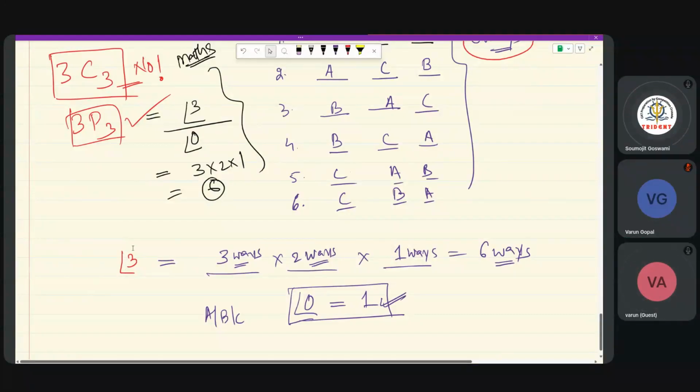Yes. So tell me, what did we do? What we did, we arranged n things out of n things in a row. And when we do that, we are typically doing that in n factorial ways.